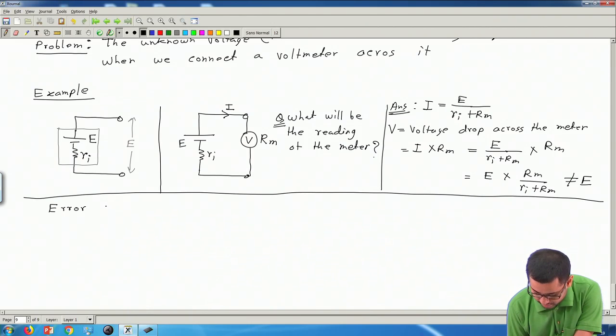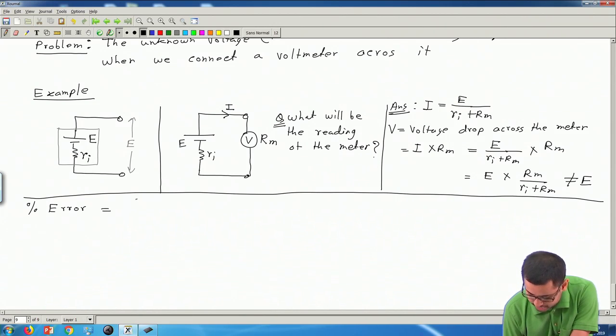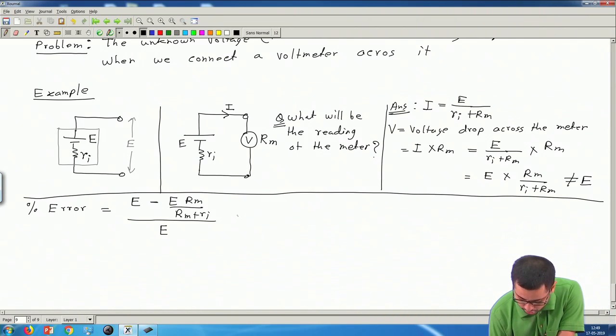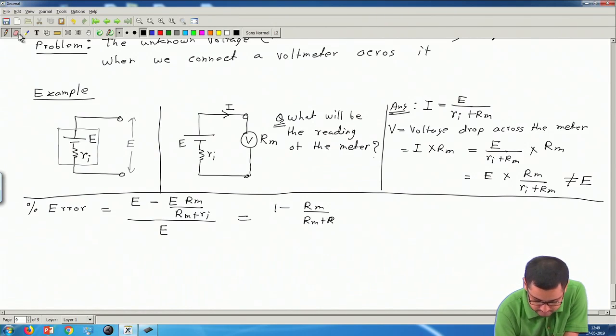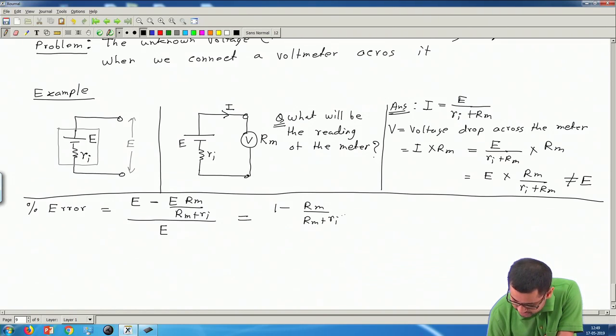So the error, say the percentage error or relative error, we can write as the true value, which is E, minus the meter reading, which is E Rm by Rm plus Ri, divided by the true value. E cancels, so I will have 1 minus Rm by Rm plus Ri, which equals Rm plus Ri minus Rm, so this will be Ri by Rm.